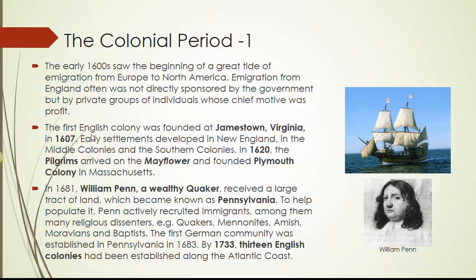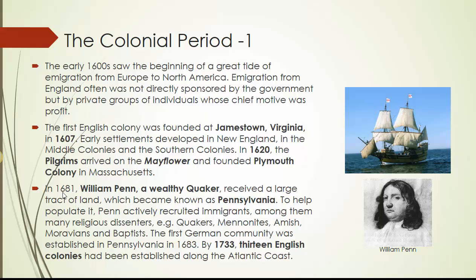The first English colony was founded at Jamestown, Virginia in 1607. Early settlements developed in New England, in the Middle Colonies, and the Southern Colonies. In 1620, the Pilgrims arrived on the Mayflower and founded Plymouth Colony in Massachusetts. This is a picture of the Mayflower ship.